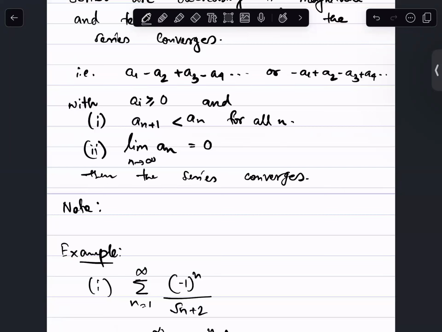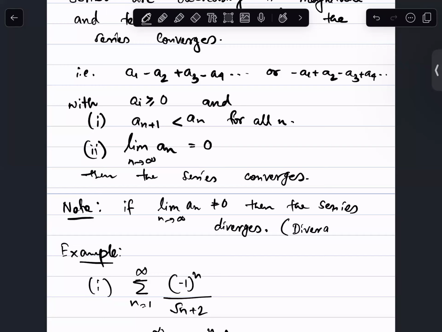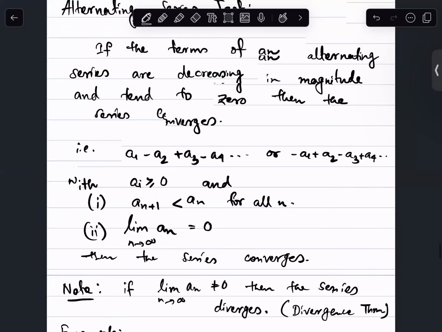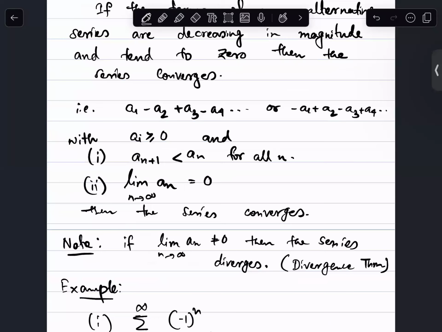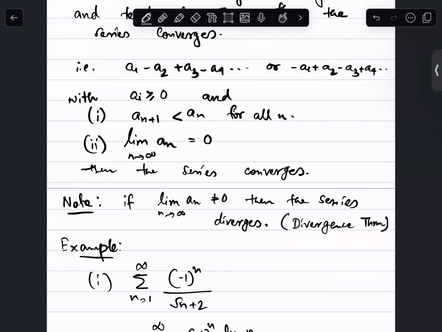One small note here, if the limit of an is not equal to 0, then the series diverges. Do you recognize this? This is basically the divergence theorem. So this result for alternating series tells you that if the limit of an goes to 0 and the terms are decreasing, then we have the convergence of the series.